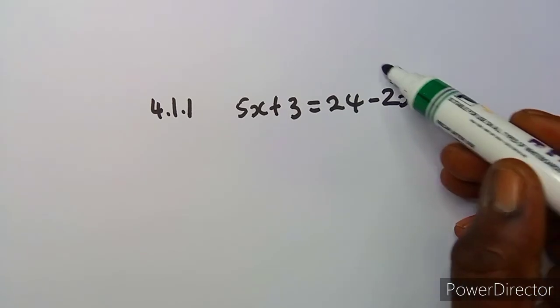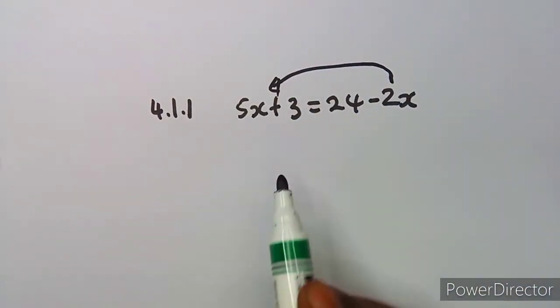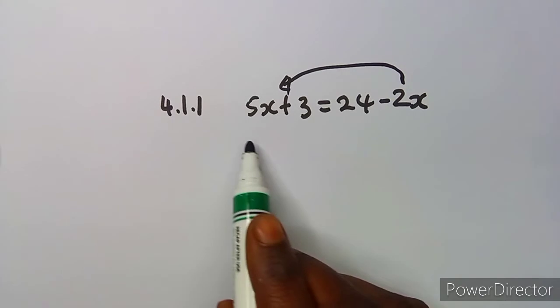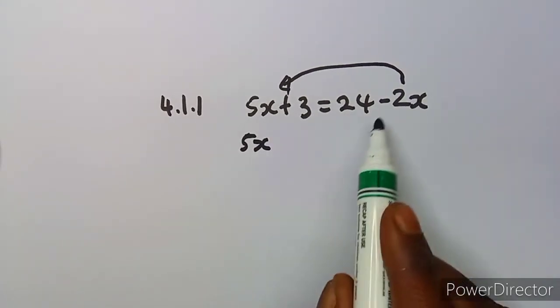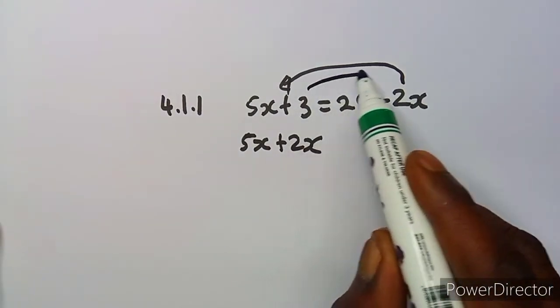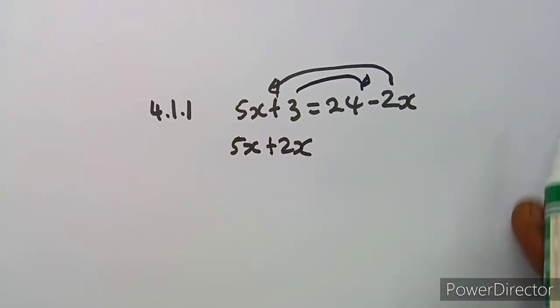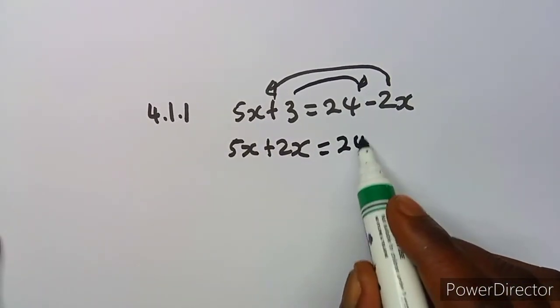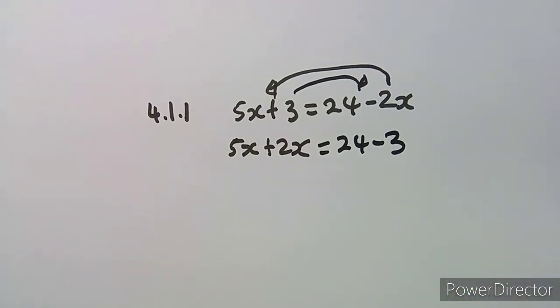So I'm going to take this 2x to this side, to the 5x. What am I going to have? 5x, and the minus 2x to this side is going to be plus 2x. Then we can transpose this 3 to this side, so it's going to be minus 3. So we're going to have 24 minus 3. Take note, when anything crosses the equal sign, it changes its sign.